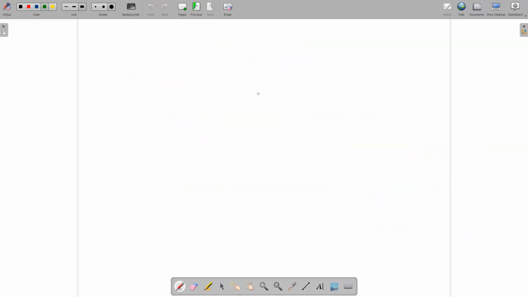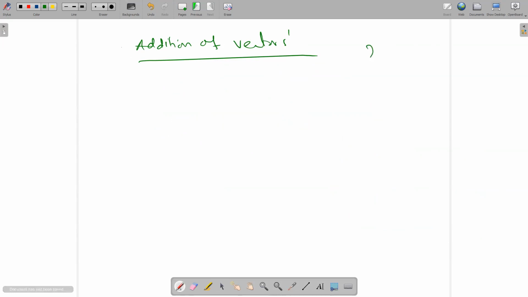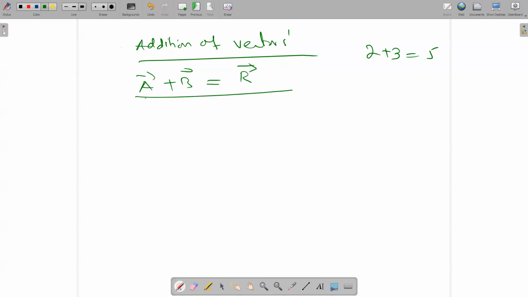After this, the most important thing in this chapter is the addition of vectors. In addition of vectors, you know that in scalars we can add like this. We can add two vectors like this, but what will be their resultant? This is important.